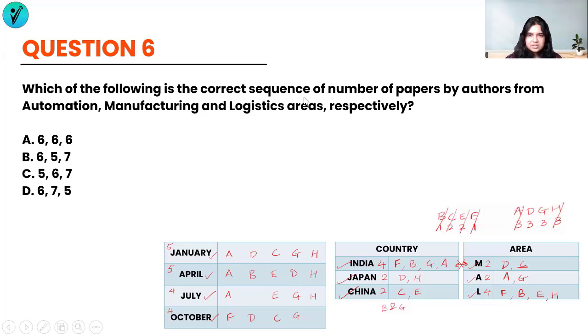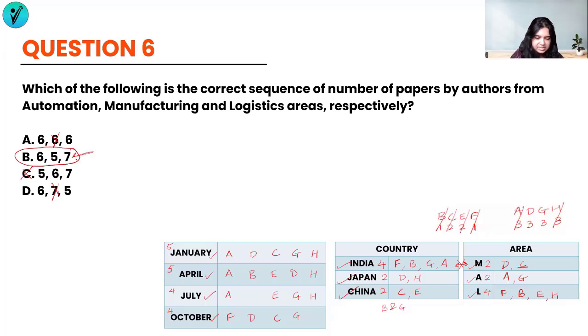Which of the following is the correct sequence of number of papers by authors from automation, manufacturing, and logistics areas, respectively? Okay. So we want automation first. A and G have a total of 6. All right. So C is out. C cannot be an answer because the first one has to be automation, because it says respectively. Next, we have manufacturing. Manufacturing has 2 people, D and C. D has 3, C has 2, so 5. 6 and 5 is the only option that we have. A is out, 6 and 7 is out, so B is the answer.